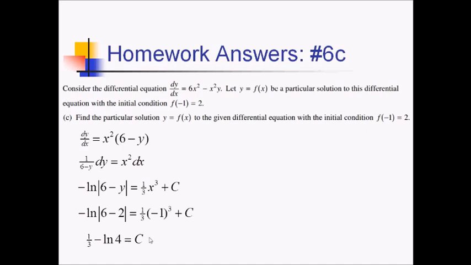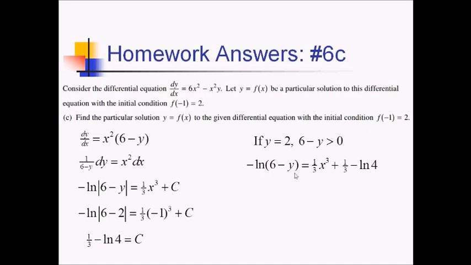Okay, now before we plug in our c value, we need to take care of this absolute value. Looking at my initial condition, my initial y value is 2. So if y is 2, that means that this 6 minus y stuff is going to be positive, which means that I can just replace the absolute value with a regular parentheses. I don't have to negate anything inside. So I'm going to rewrite this now as negative ln of parentheses 6 minus y equals 1/3 x cubed. And now we have the c value that we're adding in there, so plus 1/3 minus ln of 4.